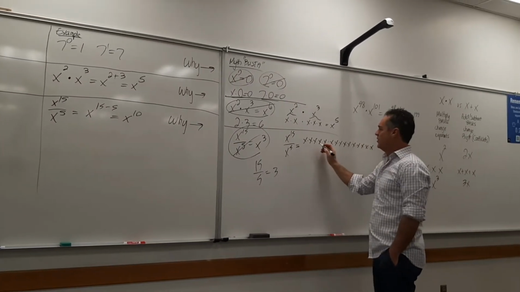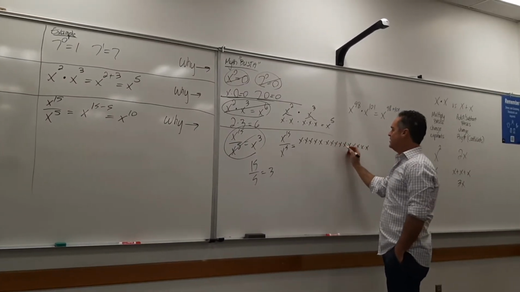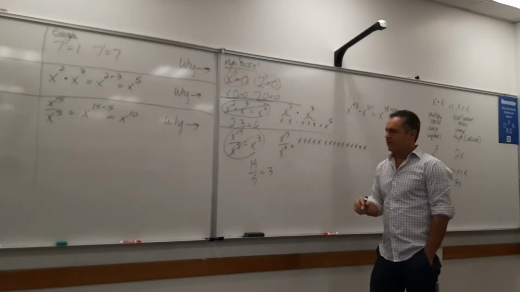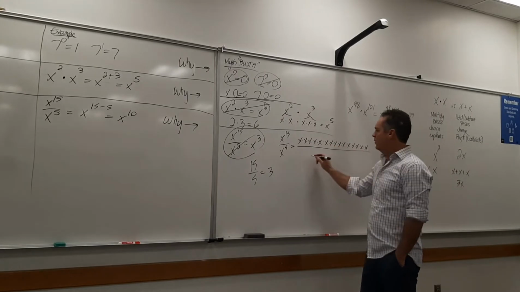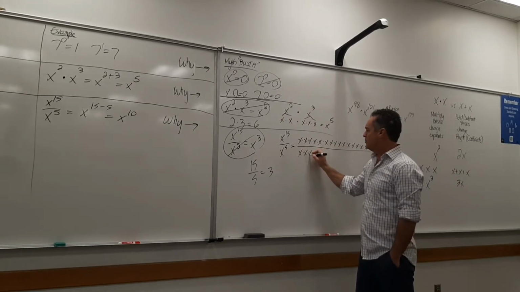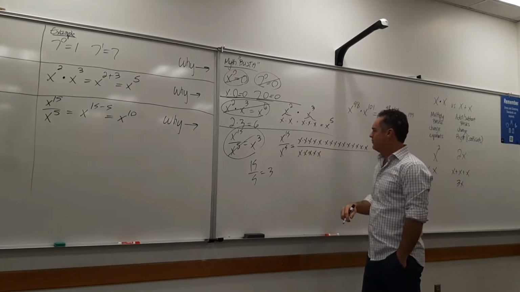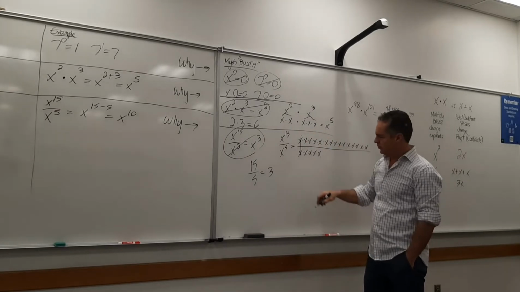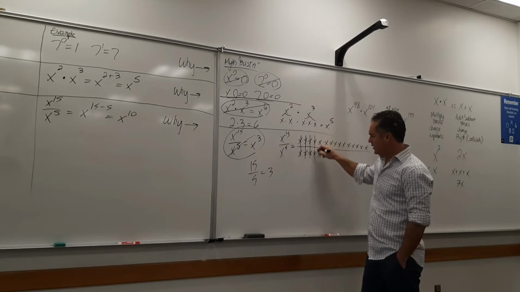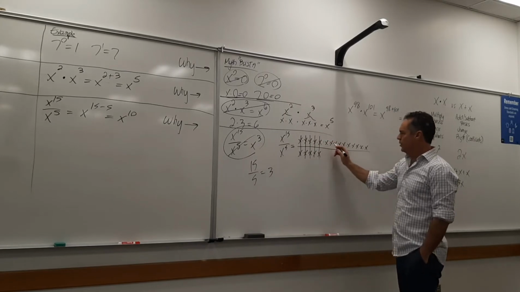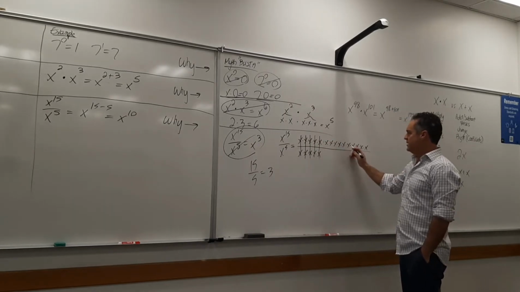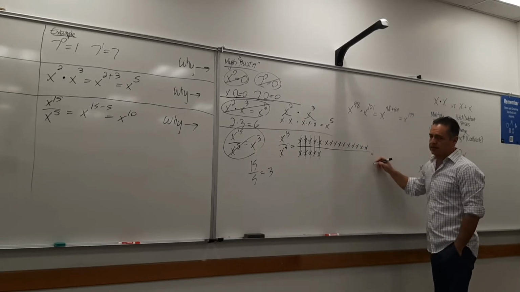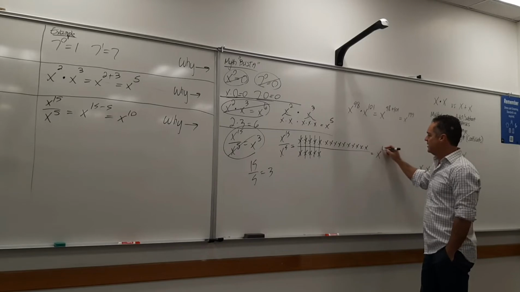Let's count them. 1, 2, 3, 4, 5, 6, 7, 8, 9, 10, 11, 12, 13, 14, 15 being multiplied, right? That's x to the 15th all over x times x times x times x times x. There's 5 of those there. Do you understand that x over x is 1? Absolutely. Cancel, cancel, cancel, cancel. What's left on top? 1, 2, 3, 4, 5, 6, 7, 8, 9, 10. And they're not being added, so it's not 10x, they're being multiplied, so it's x to the 10th.